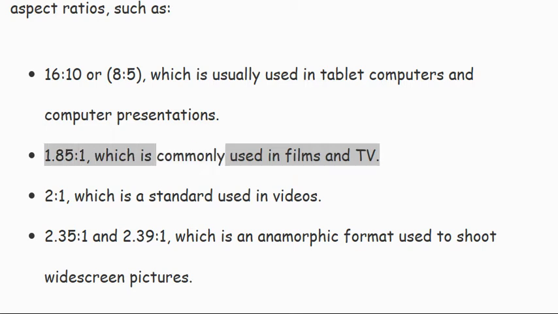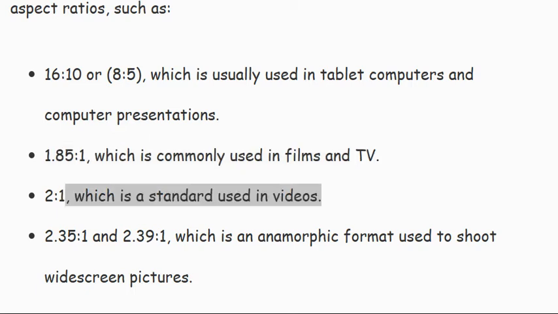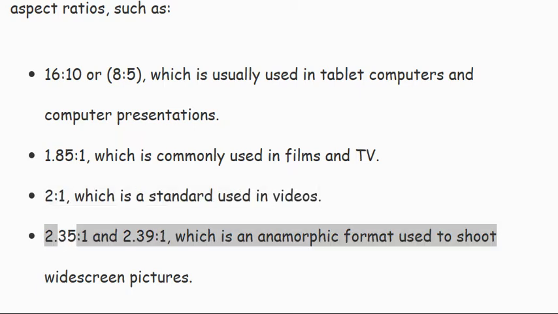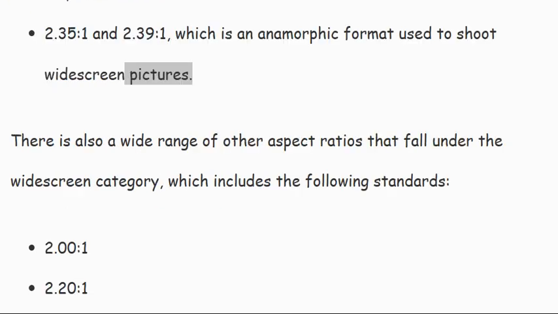1.85:1, which is commonly used in films and TV. 2:1, which is a standard used in videos. 2.35:1 and 2.39:1, which is an anamorphic format used to shoot widescreen pictures.